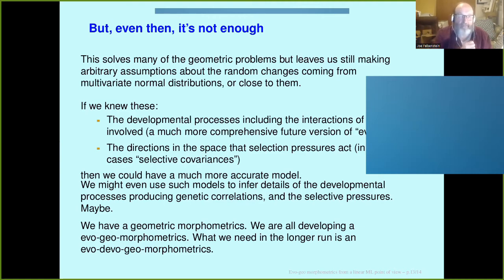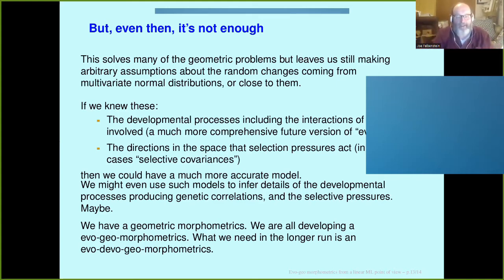Now, that's easy to say. What I'm really doing here is kind of cheating, because I'm saying, imagine that you could do it all with an informed knowledge of the developmental processes and the ways in which genetic variation is or is not available. That would be an Evo-Devo geomorphometrics. But I think it's always helpful to keep long-term goals like that in mind, because it helps you avoid getting stuck concentrating on very limited methods when you can look ahead and see that really this is part of a bigger effort.